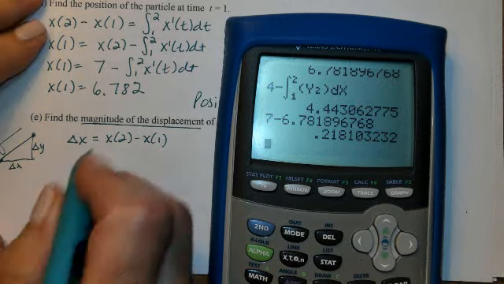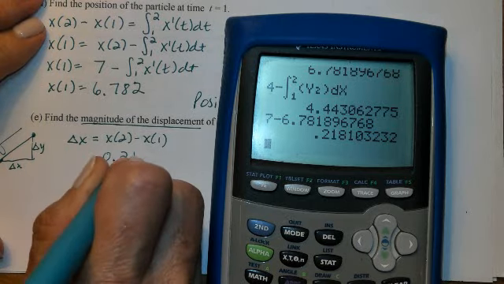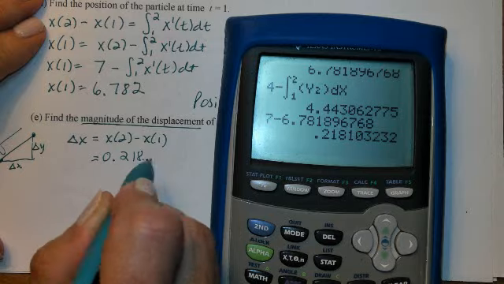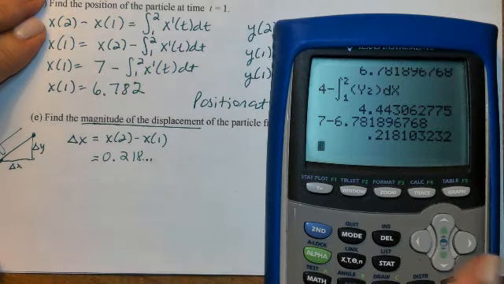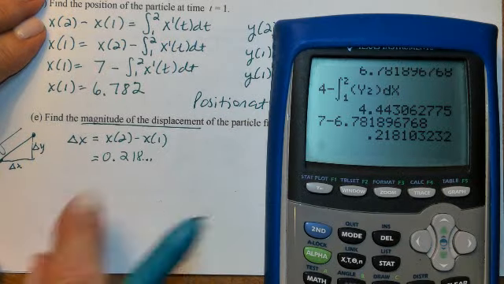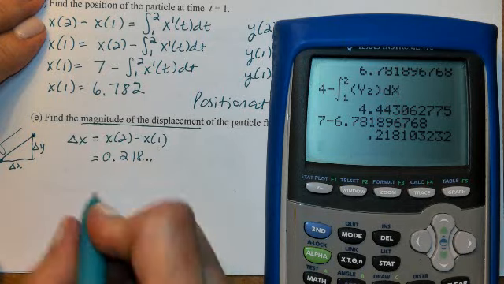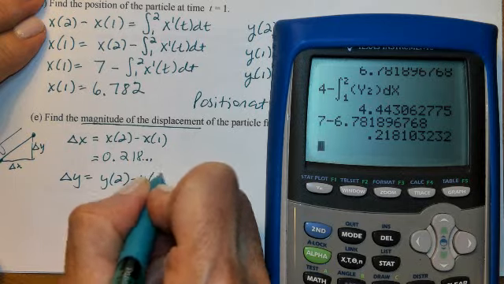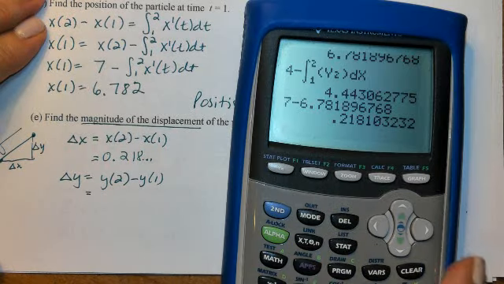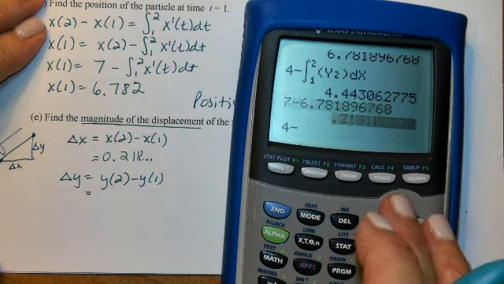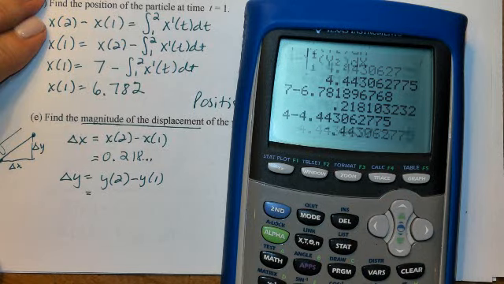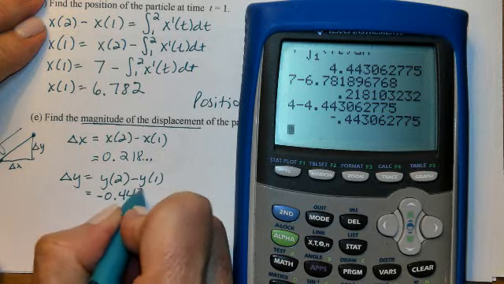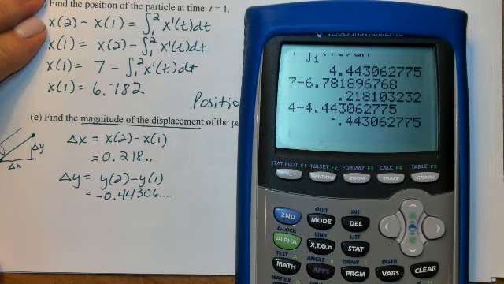But I want to use my entire decimal here. So that's delta x. I'm going to put dot dot dot just to show you that I'm using the whole thing. But for AP, you could just round it to 3 here. You can write it rounded, but you need to use the whole thing. Delta y is y of 2 minus y of 1. Same thing for that. So that's going to be 4 minus the 4.443 number. So this is negative 0.44306 dot dot dot. Okay?